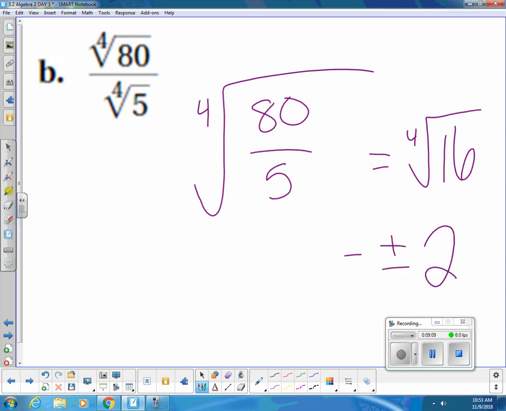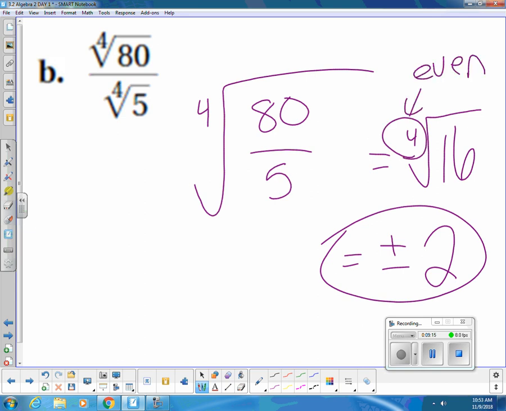And Liberty, remember we need that plus or minus. Why do we need that plus or minus, Liberty? Because it's an even root. That's right. Yeah, you're even rooting a positive number.